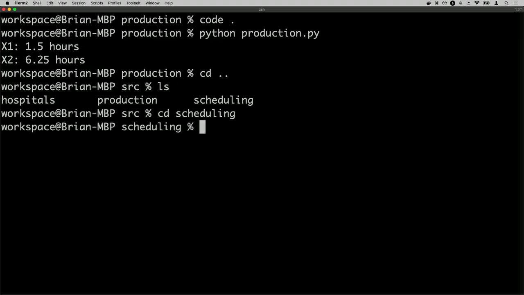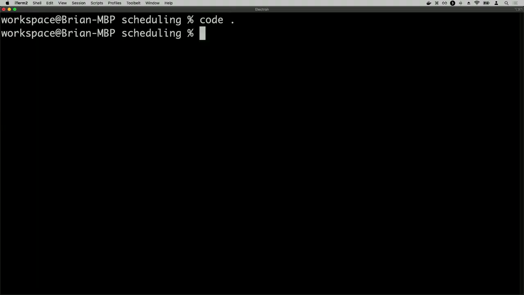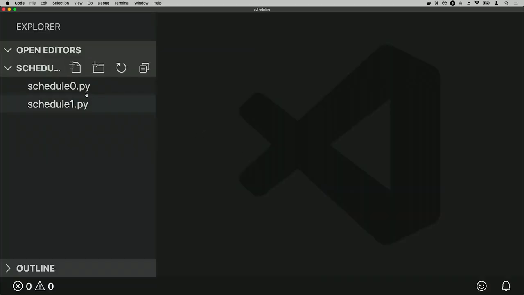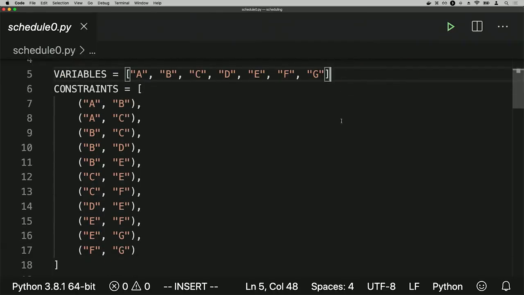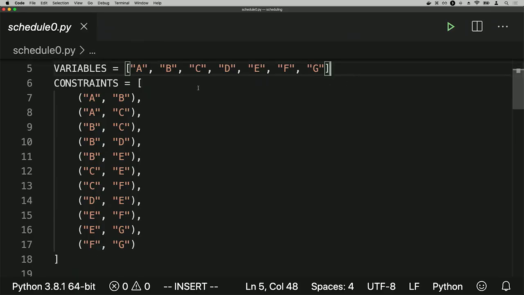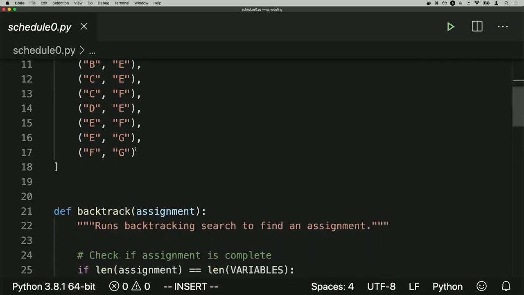So here I'll go ahead and go into the scheduling directory. We're here now. We'll start by looking at schedule0.py, where I define a list of variables, A, B, C, D, E, F, G. Those are all of the different classes. Then underneath that, I define my list of constraints. So constraint A and B, that is a constraint because they can't be on the same day. Likewise, A and C, B and C, so on and so forth, enforcing those exact same constraints.